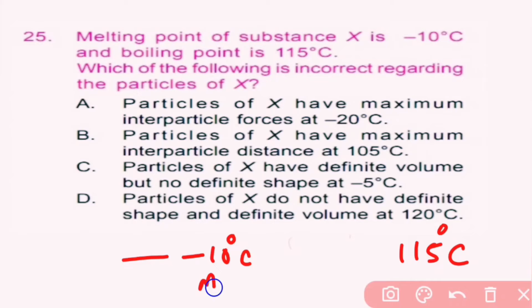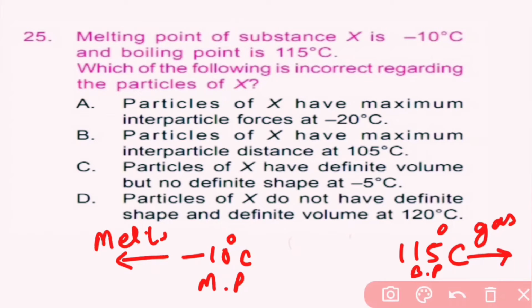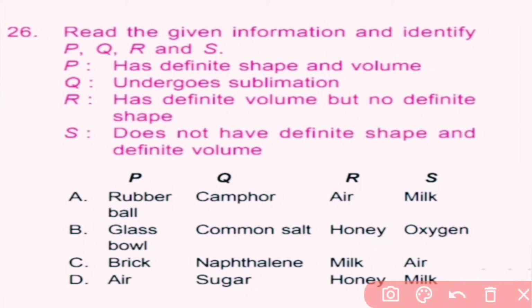So minus 10 is the melting point of the substance and 115 is the boiling point. Above this temperature it converts into gas, and here it melts. So here option B, particles of X have maximum interparticle distance at 105 degrees Celsius. In between, the substance is liquid, so the intermolecular distance is less here and it is maximum above this temperature. So here option B is incorrect. B is the correct answer.